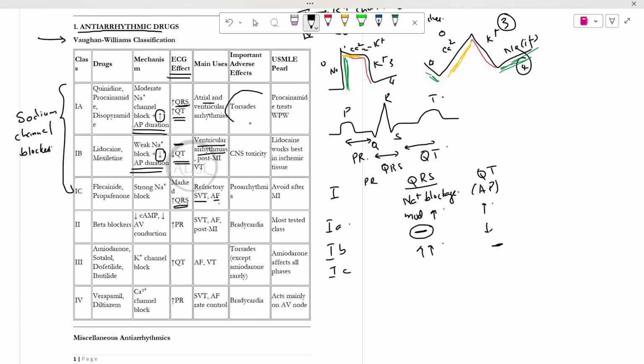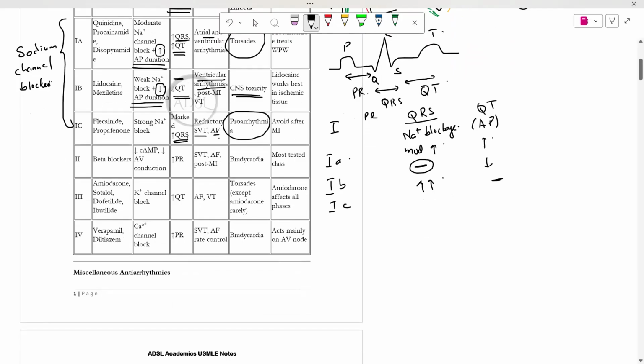1A's side effect is torsades. It itself can cause torsades. 1C's side effect is that it is pro-arrhythmic. So the ones which are blocking sodium have their own arrhythmias. Whereas type 1B has CNS toxicity.